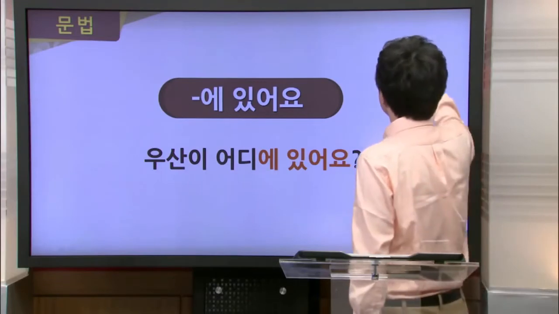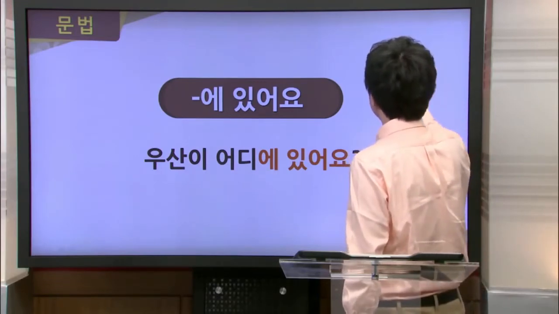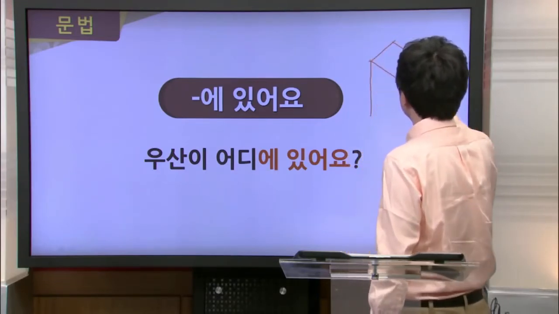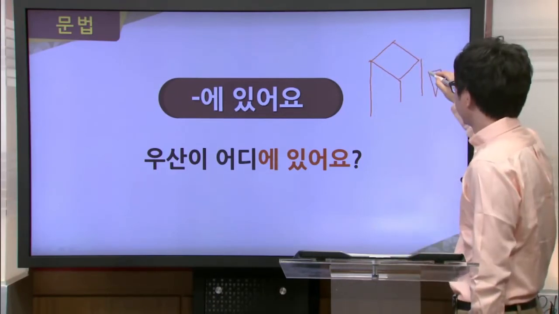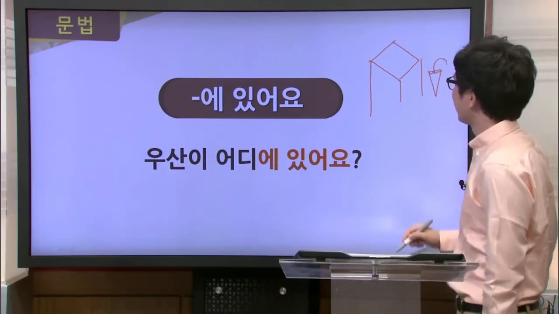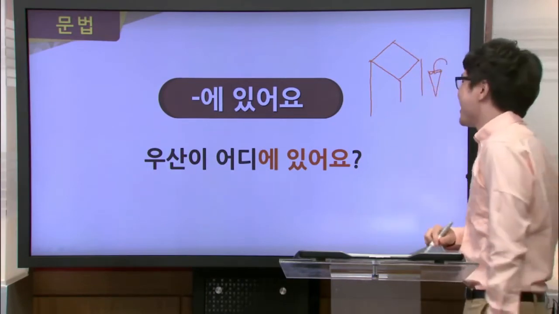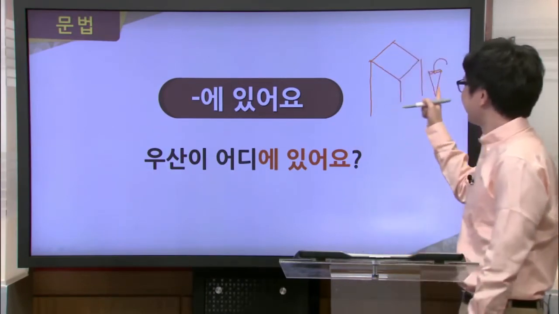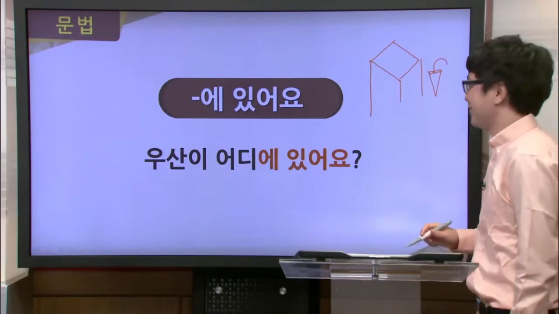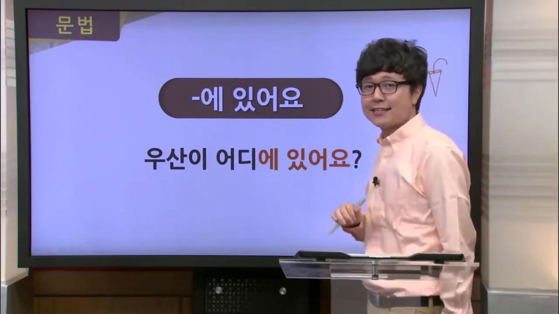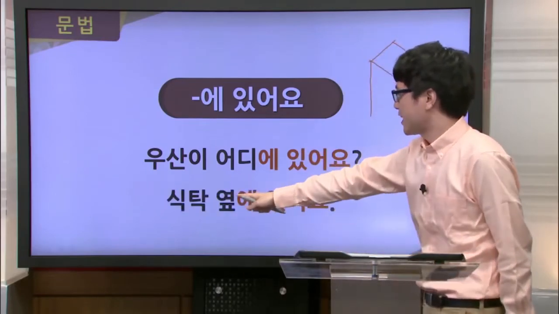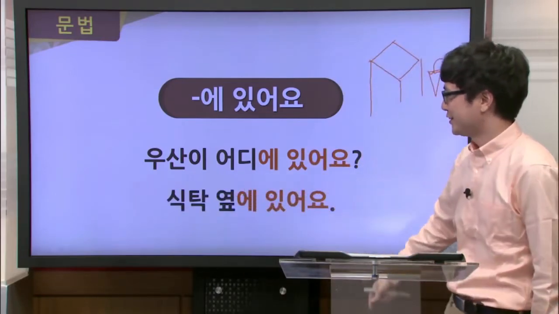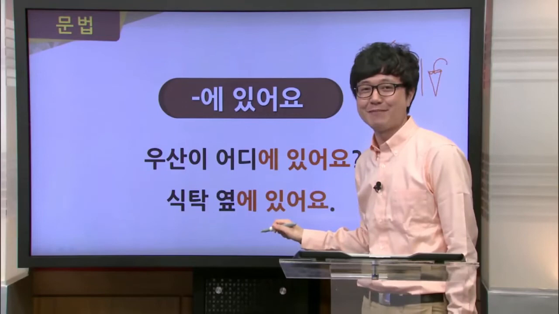Now, if we look at this figure here, we have the dining table again. And here is our umbrella. And where do you notice it is? It's next to the table. So how would we say that is next to the table? We would respond by saying 식탁 옆에 있어요. In other words, it is next to the table.